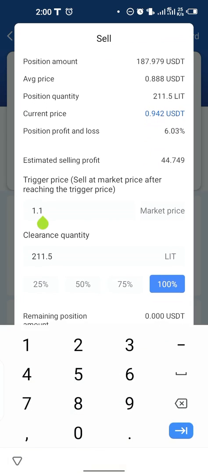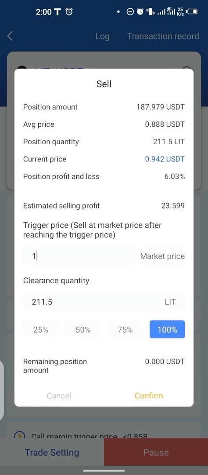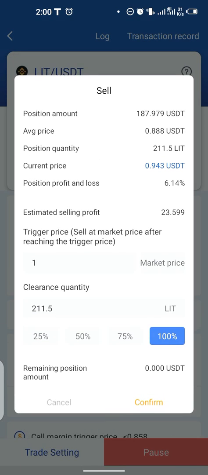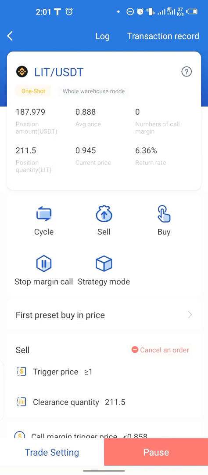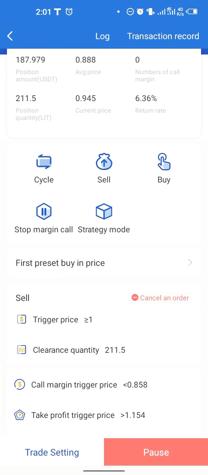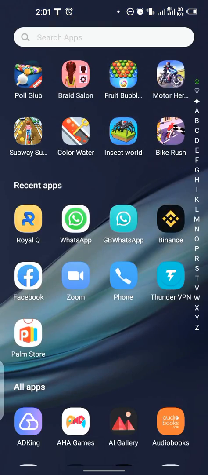So I'll keep this basically to $1, and I will make $23.59 from my $187. So I confirm, ladies and gentlemen, and I leave my trade, and it will sell at $1. I hope you see that. Now let's go back and look at other coins in the market.